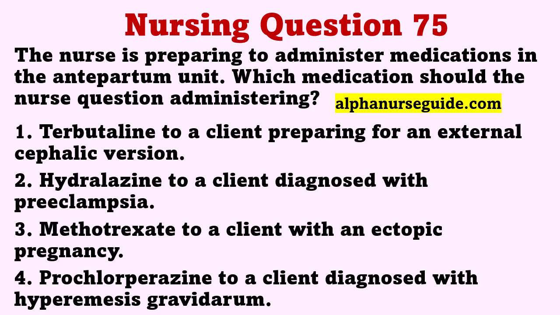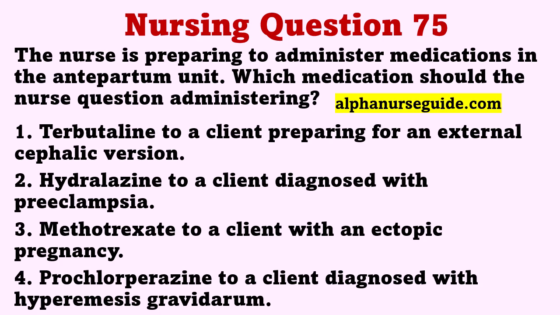The nurse is preparing to administer medications in the antepartum unit. Which medication should the nurse question administering? 1. Terbutaline to a client preparing for an external cephalic version. 2. Hydralazine to a client diagnosed with preeclampsia. 3. Methotrexate to a client with an ectopic pregnancy. 4. Prochlorperazine to a client diagnosed with hyperemesis gravidarum. The correct answer is 4. Prochlorperazine to a client diagnosed with hyperemesis gravidarum.